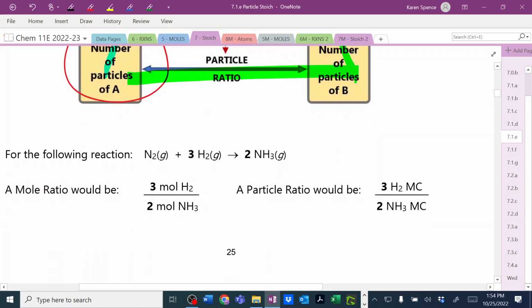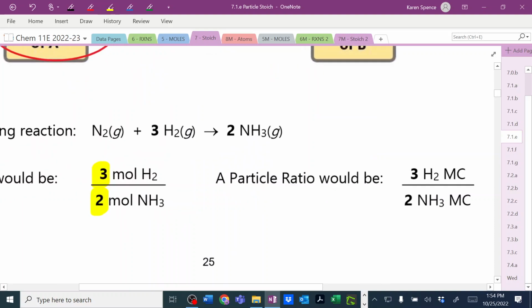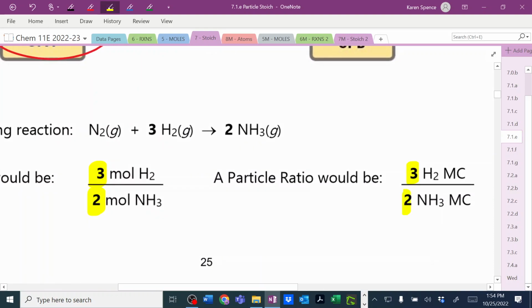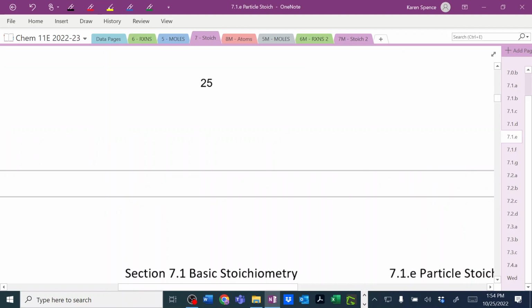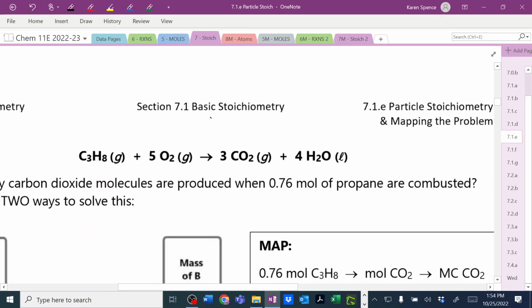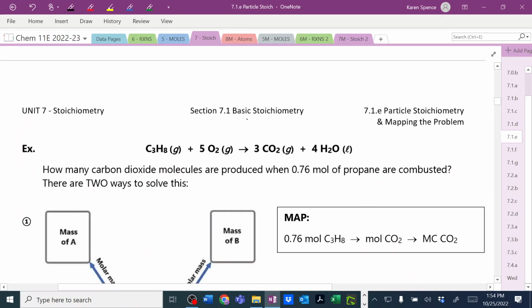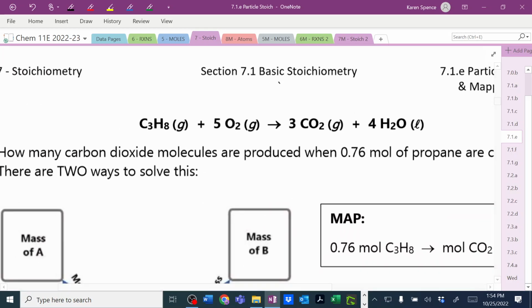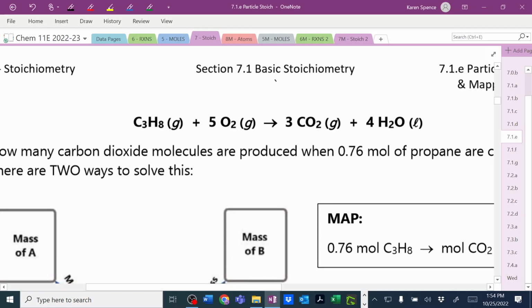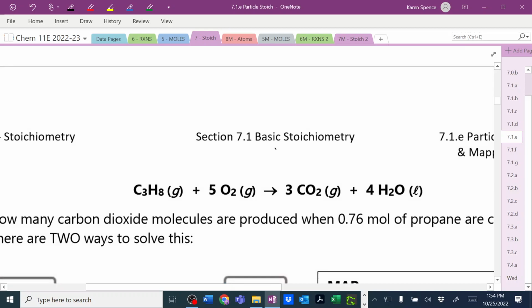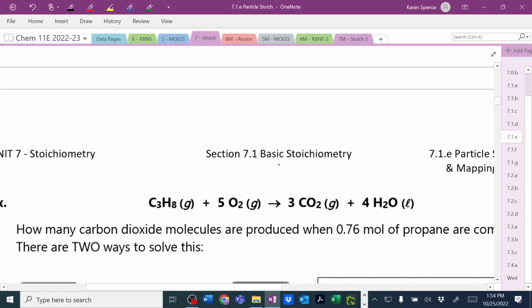So mole ratio, particle ratio, they are identical. We have a 3:2 ratio, moles of H2 to moles of NH3, and a 3:2 ratio of molecules of H2 to molecules of NH3. Let's see if there's anything actually interesting in here past that. So actually, I'm going to just scroll down so my little map is covered.